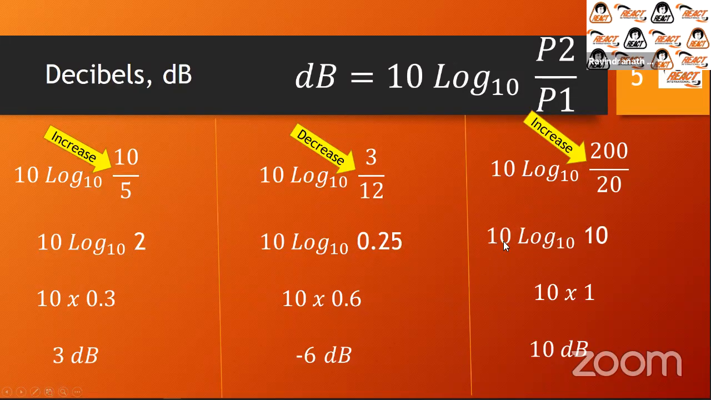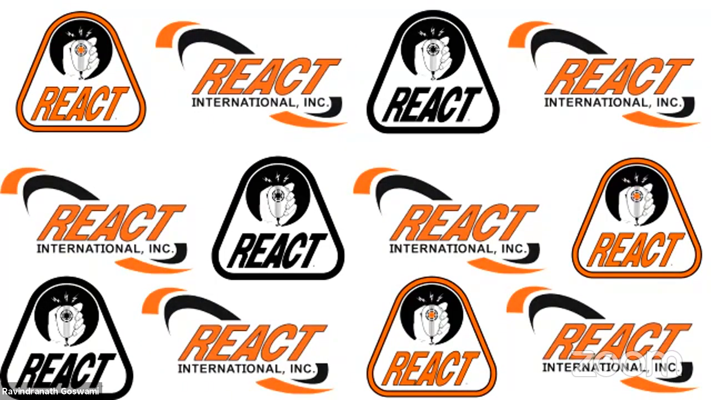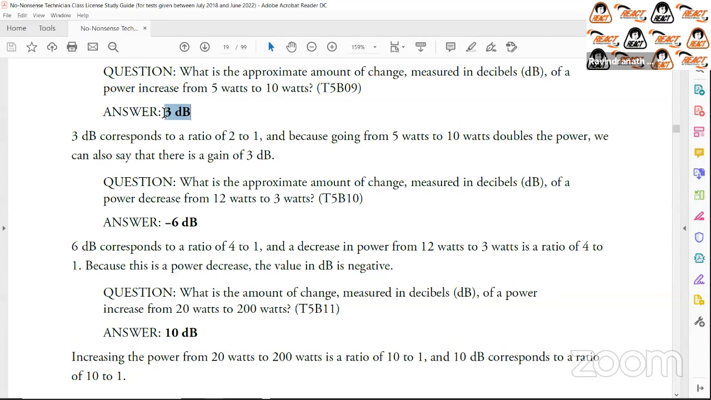Then we end up with the equation 10 multiplied by the log of the number 10. The log of the number 10 is 1 when we plug that into the calculator. So we end up with 10 multiplied by the log of 10, which is 1. And 10 multiplied by 1 is 10 dB. And why is it a positive 10 dB? Because we have a power increase. So coming back to the questions, that's how we actually calculated 3 dB, minus 6 dB, and 10 dB using the actual formula for decibel.